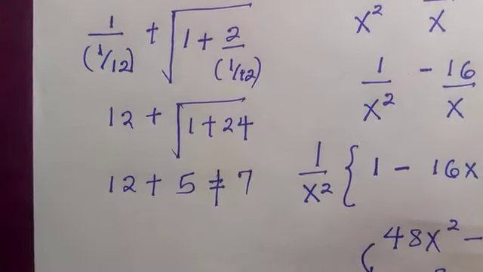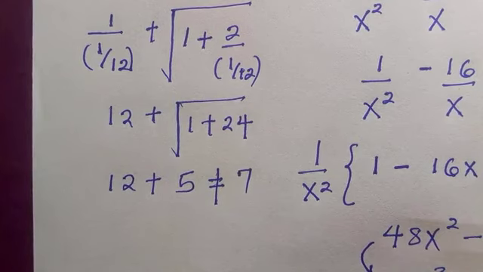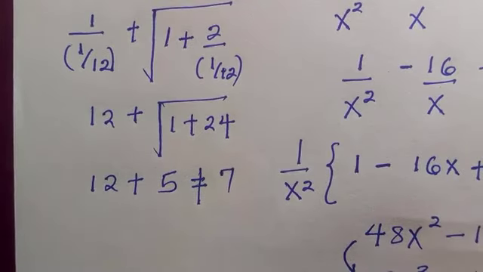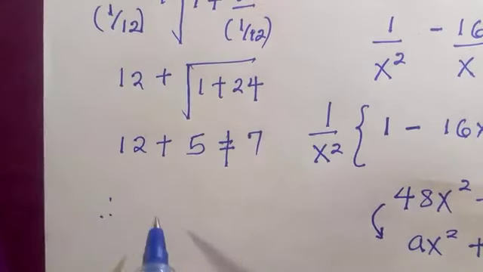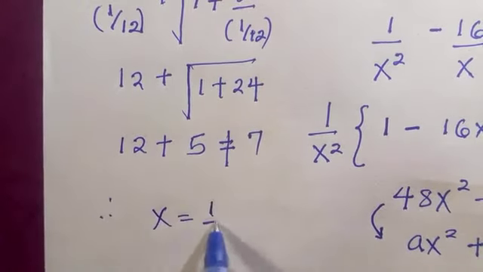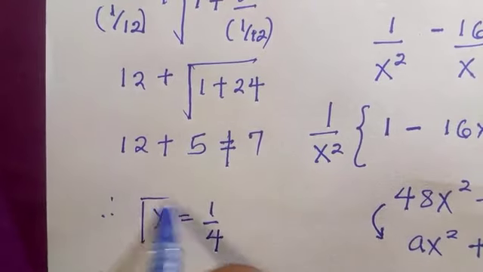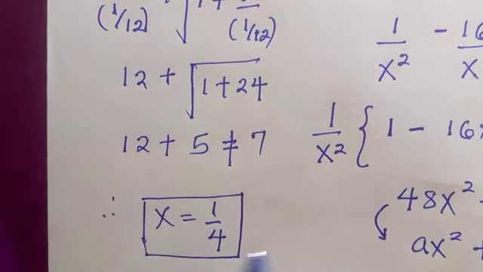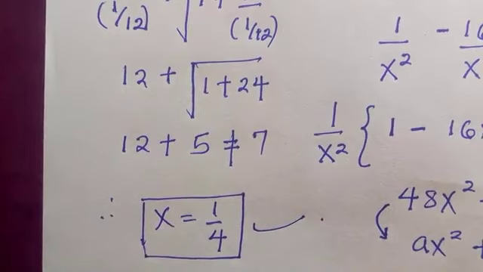So which means that x equals 1 over 12 does not satisfy the equation, and we only go for x equals 1 divided by 4, being the only one that satisfies the equation. So we have x equals 1 over 4. And this is how this problem is solved.